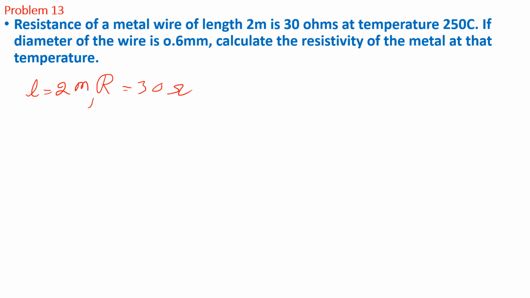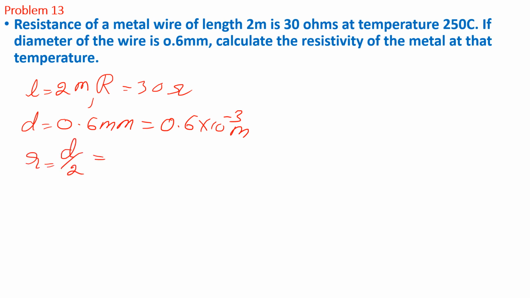If the diameter of the wire is 0.6 mm, that is equal to 0.6 into 10 to the power minus 3 meter. Conversion of millimeter to meter, you have to multiply by 10 to the power minus 3. Then how to find out the radius? Radius equals diameter by 2, which is equal to 0.6 into 10 to the power minus 3 divided by 2, which is equal to 0.3 into 10 to the power minus 3 meter. That is the radius. Then calculate the resistivity of the metal at that temperature.